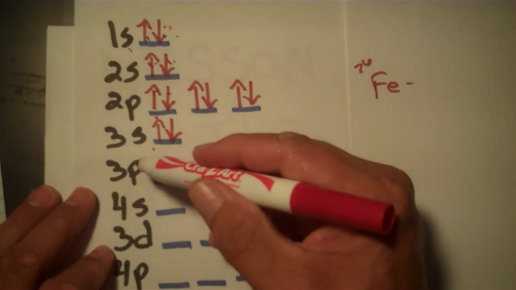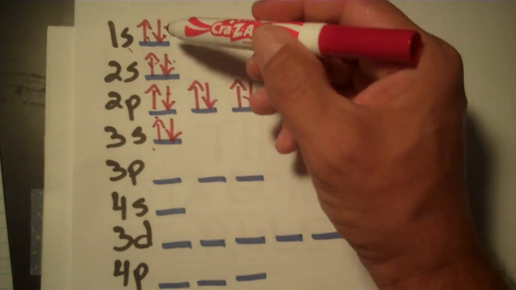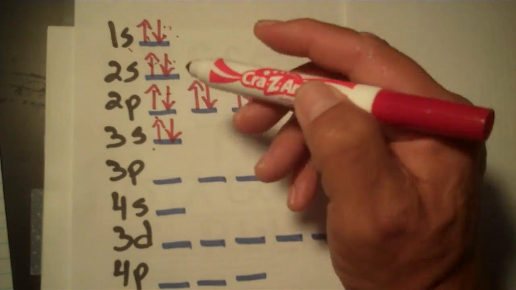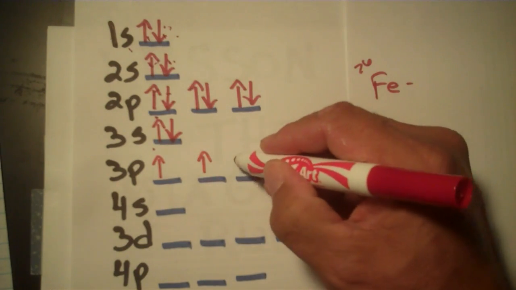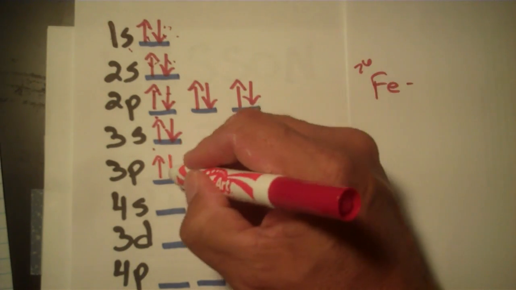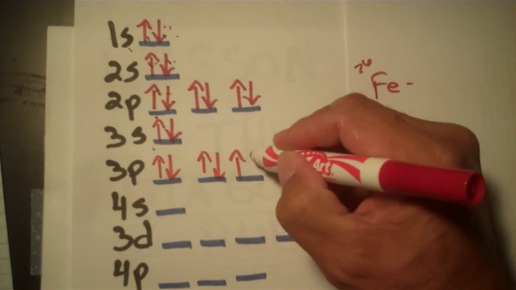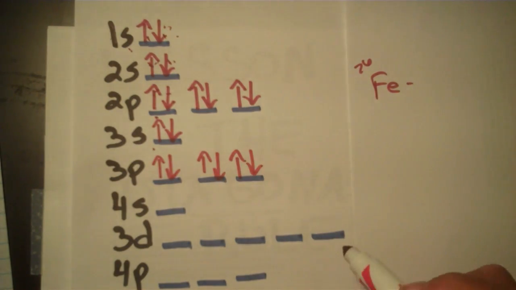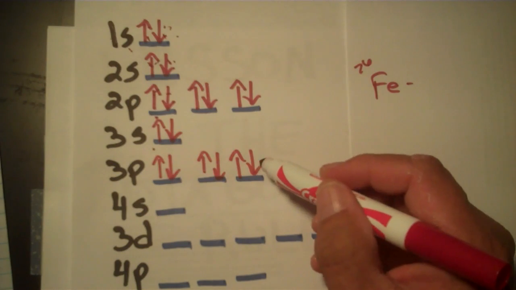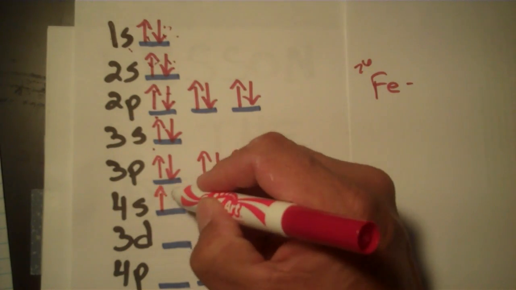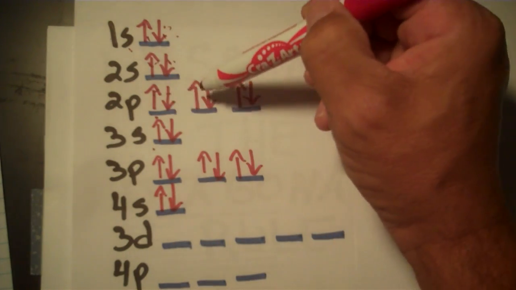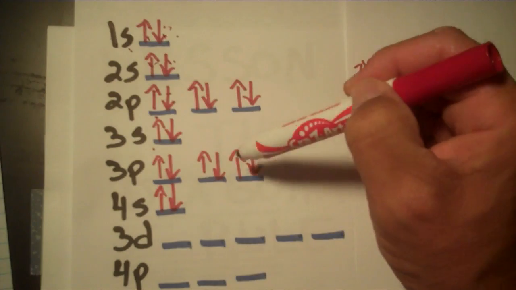So let's continue on. On my 3p, 2, 4, 6, 8, 10, 12. Up, up, up, down, down, down. That's filled up. Now I'm going to put it on my 4s. I'm going to go one up and one down. Now let me see how many I have. 2, 4, 6, 8, 10, 12, 14, 16, 18, 20.